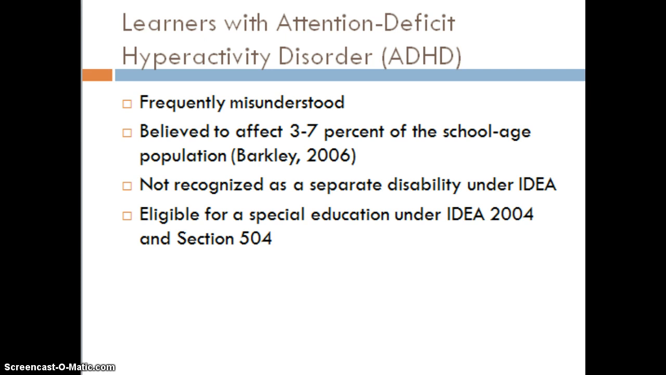So if students are eligible for special education under IDEA, the reauthorization 2004, you'll need to have a good understanding as well. If not eligible for special education, students may be able to get accommodations under Section 504 of the Rehabilitation Act. So they wouldn't have an IEP, but they would have accommodations available to them.